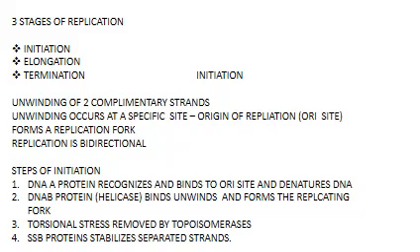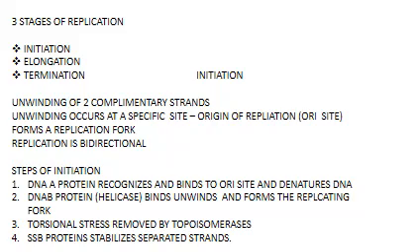Now you all know that the three stages of replication are initiation, elongation, and termination. Initiation means the unbinding of the two complementary strands. Now this unbinding occurs at a specific site. This site is known as the origin of replication or the ORI site. At this point, you have the formation of a replication fork, and the replication is bidirectional.